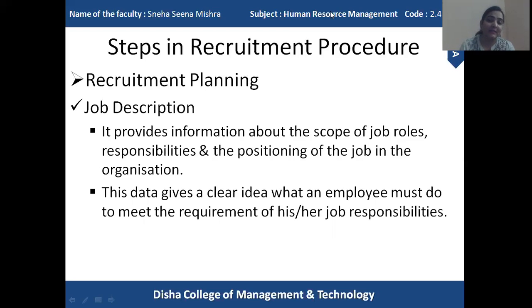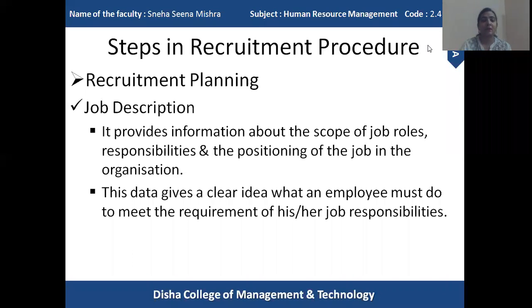After understanding the details of the job, the employees will come to understand to what extent they have to perform in order to become suitable for the job, in order to meet the requirements of the job. So it not only describes the requirements of the job, but this data also helps in understanding what qualities or what potential one must have in order to fulfill the requirement of the job. So that is the second point of recruitment planning.